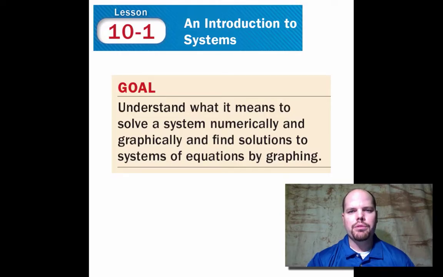In Lesson 10.1 we'll have an introduction to systems. Our goal will be to understand what it means to solve a system numerically and graphically, and find solutions to systems of equations by graphing. First of all, what's a system? A system is a set of equations or inequalities joined by the word "and" that together describe a single situation.